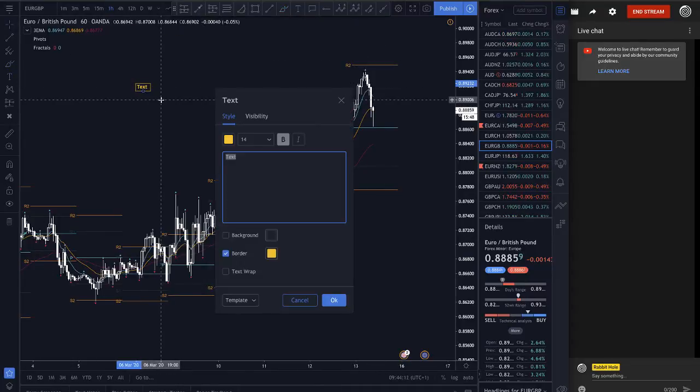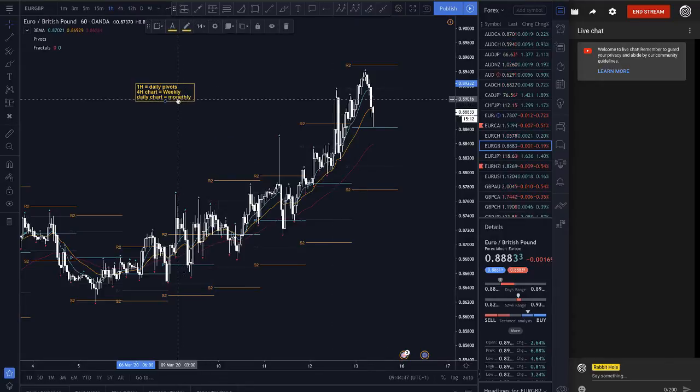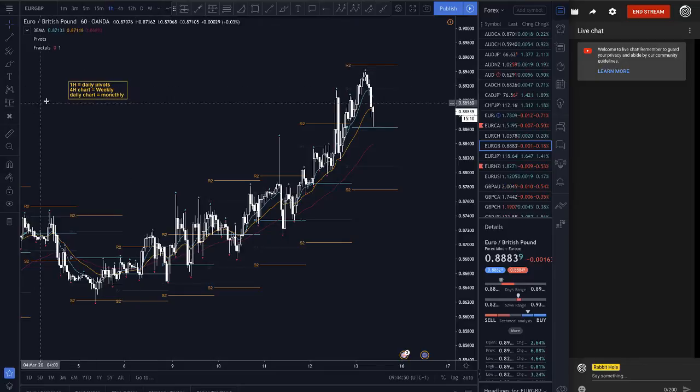So if you watched the first two videos, you would know that for the 1 hour chart we use daily pivots. For the 4 hour chart we use weekly pivots. For the daily chart we use monthly pivots. Simple. That is what we trade.